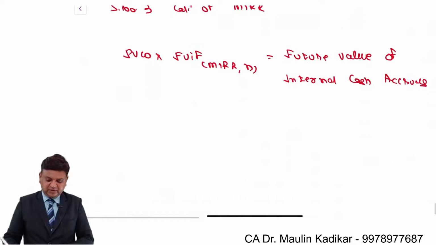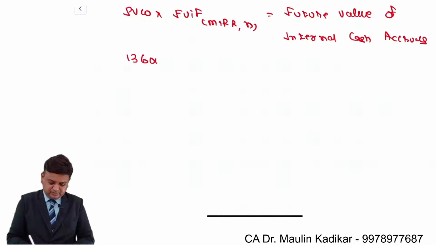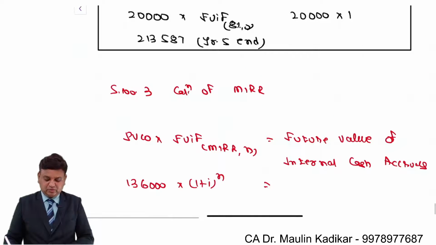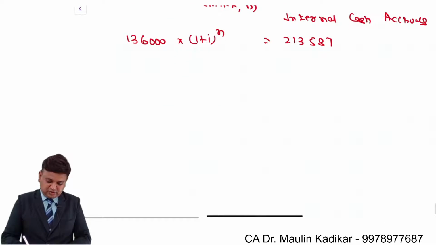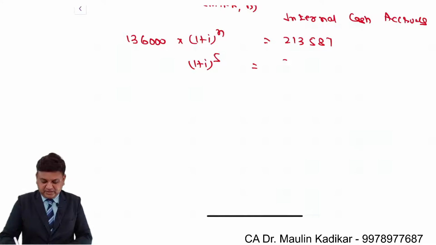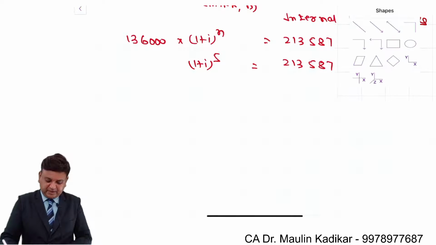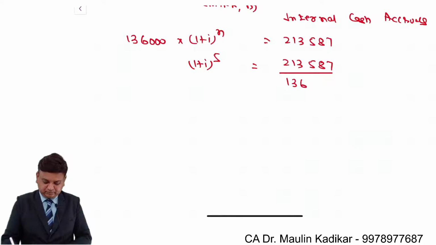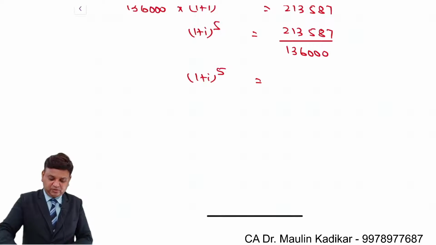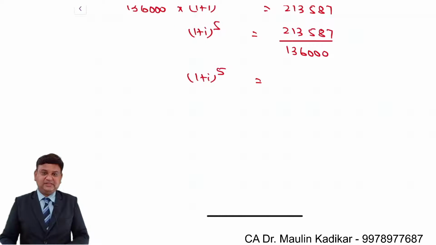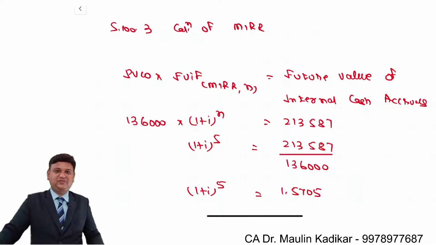Okay, so the present value of cash outflow is 1,36,000 into (1 plus I) raised to n is equal to 2,13,587. So it is (1 plus I) raised to 5, because the time period is 5 years. It is equal to 2,13,587 upon 1,36,000. (1 plus I) raised to 5 is equal to 1.5705. Now we'll make the computation of I as balancing figure.